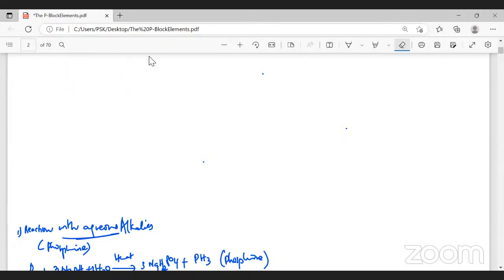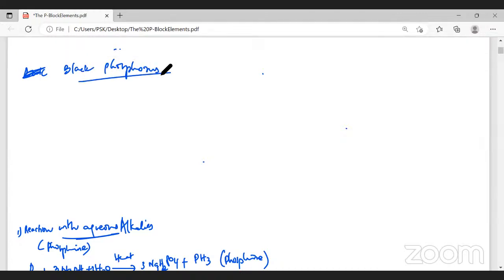Now coming to black phosphorus, the next topic. Now this black phosphorus is prepared by heating red phosphorus. See, this black phosphorus exists in two forms. The first form is alpha black phosphorus, and the second one is beta black phosphorus.